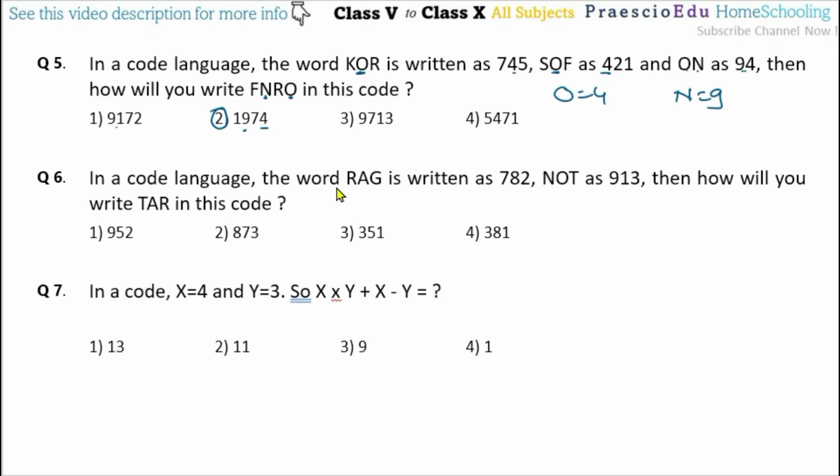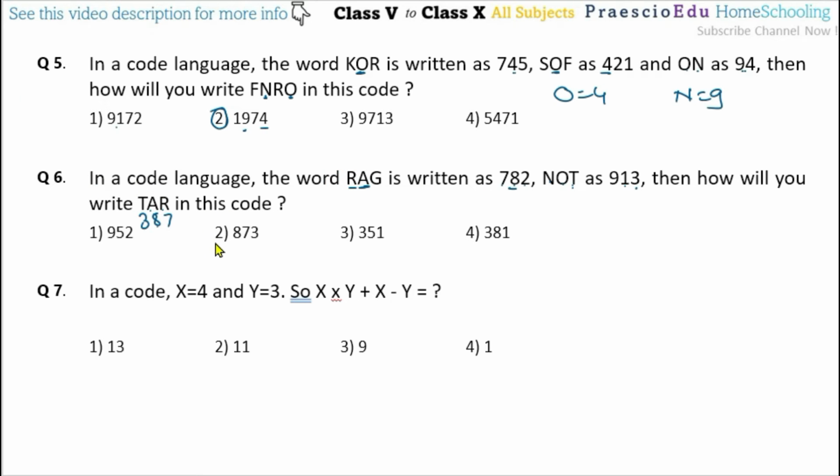Now, question number 6. In a code language, the word RAG is written as 782, NOT as 913. Then how will you write TAR? So now T means 3, so 3 is here. A means 8. And R means 7.